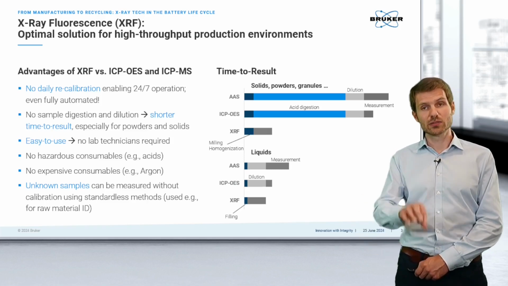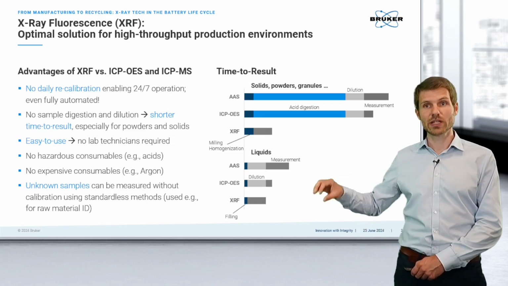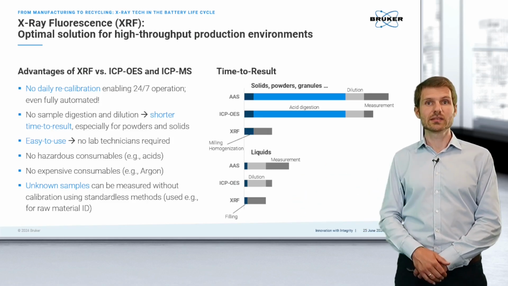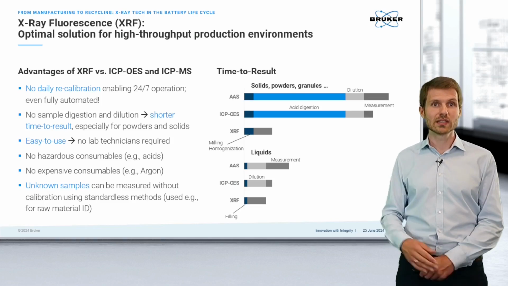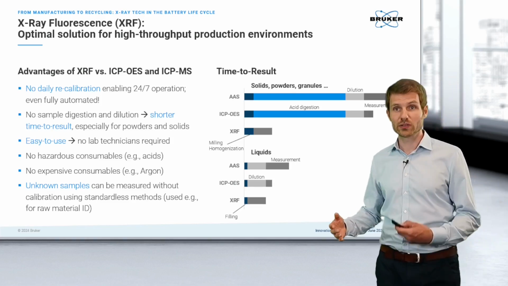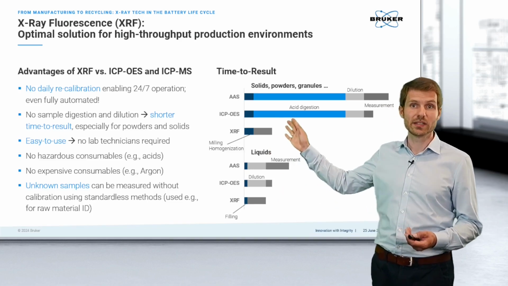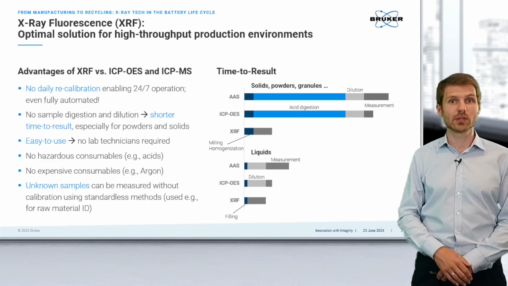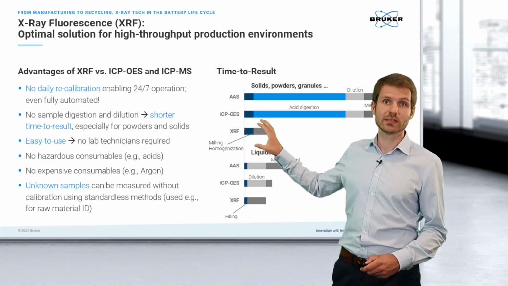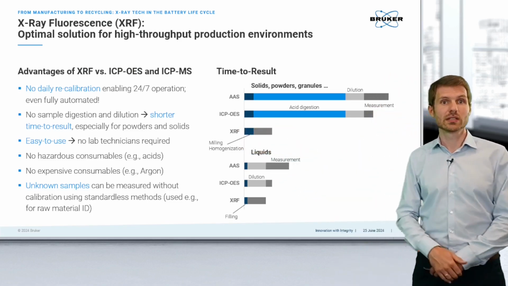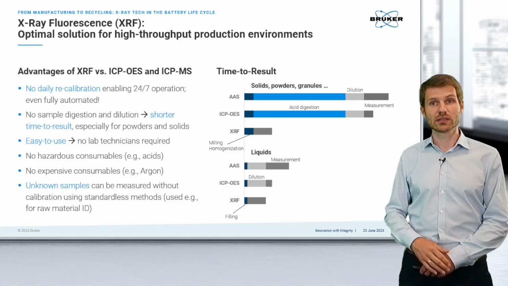We have overall a much shorter time to results. So this includes sampling, sample preparation, measurement, results. And this is especially true for powders and solids and granulates, where we don't have to dissolve the sample in acid digestion. We don't have to dilute the sample. We can maybe mill the sample or press the sample, like I said, and then measure it immediately. So this really reduces the time to result.